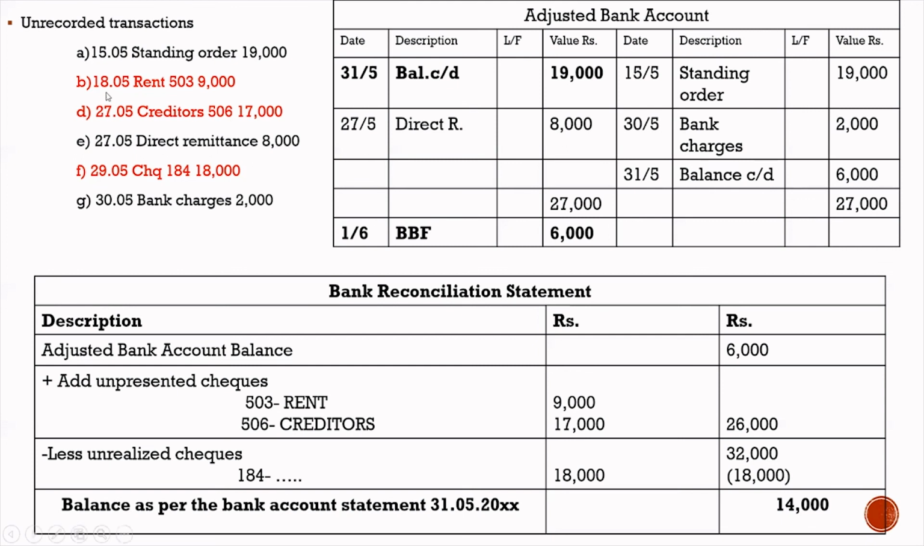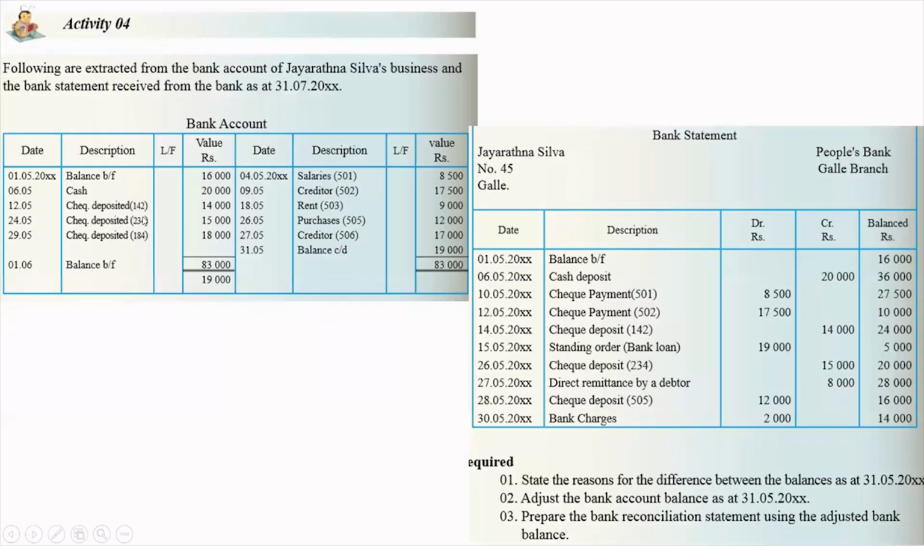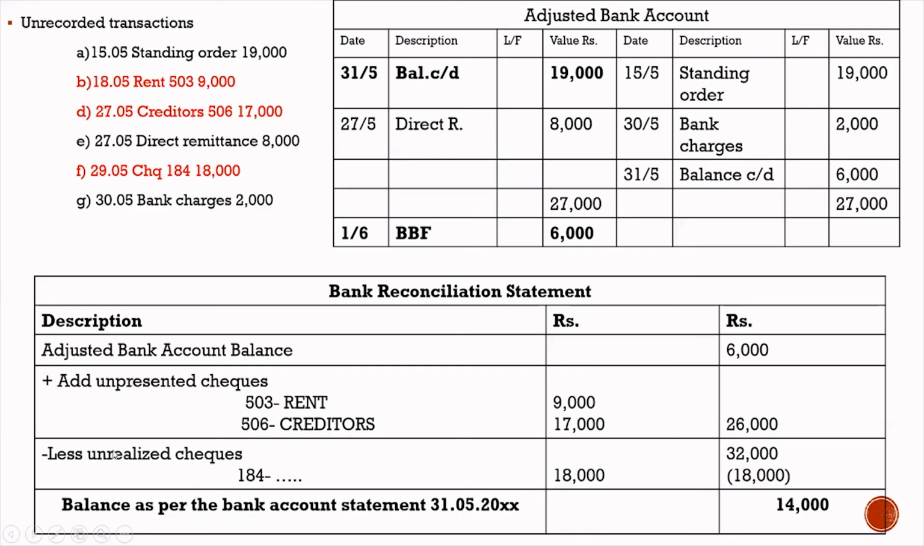Now see, we have put rent 503, check number, creditors 506, check 184. Do we know whether they are debits or credits, whether they are unpresented or unrealized? You might be confused. So please go back and see here, check deposited 184, and then it is an unrealized check, right? So that is a check that is not received. So then we have to reduce it.